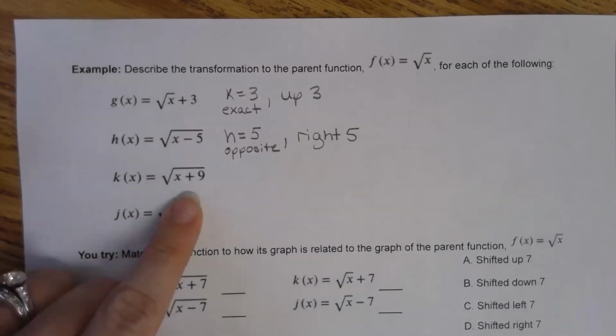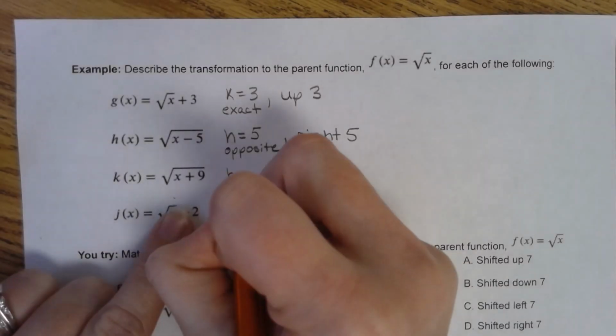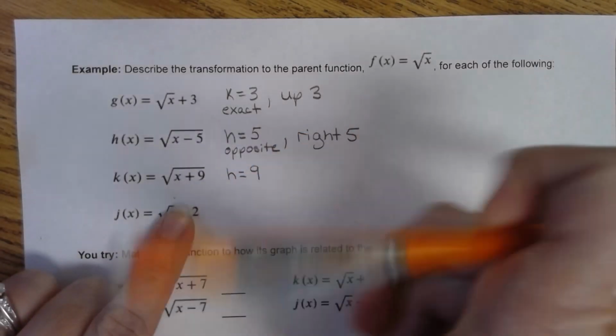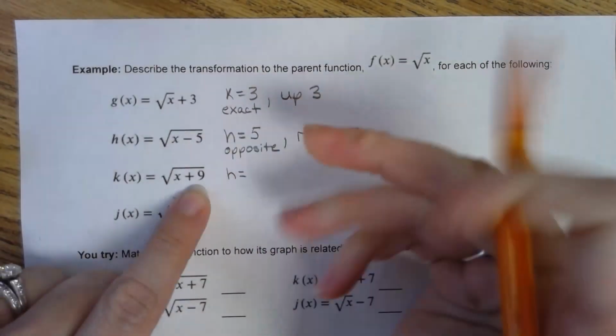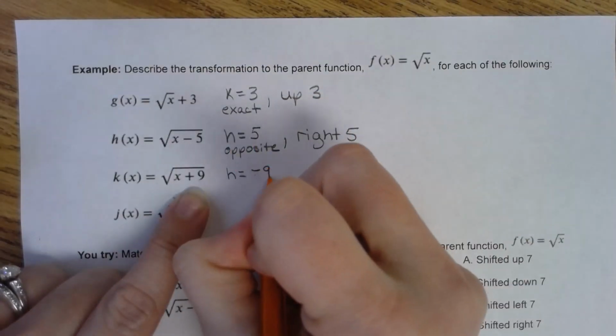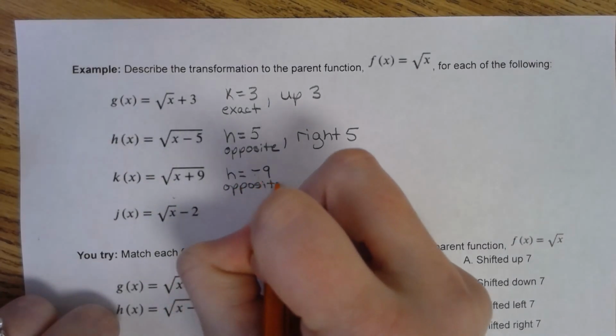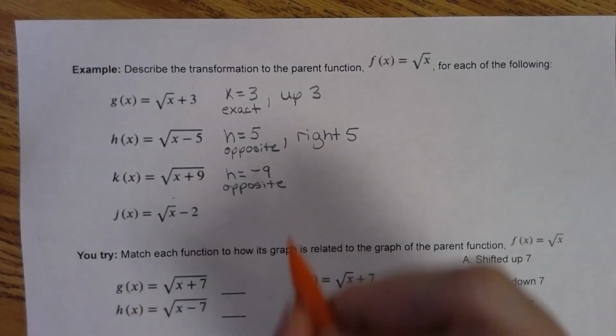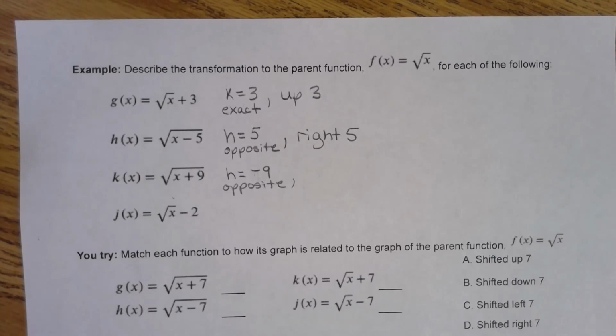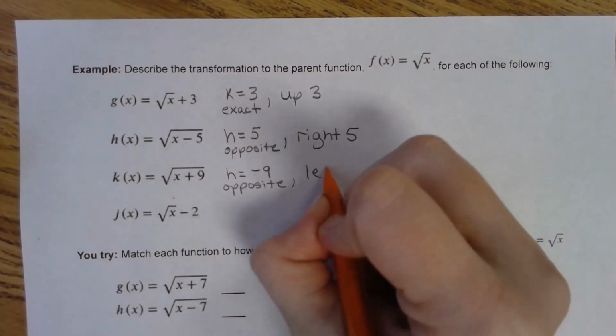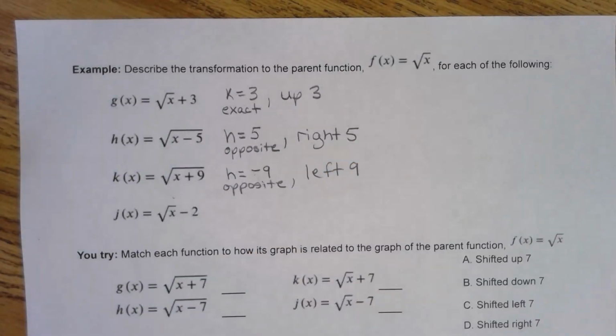Let's look at our next one. Here we have an h value. Again, remembering to write down the opposite of what we see. So we see a positive 9, we're going to write negative 9 as our h value. Always remind yourself, opposite for h. Because that is a negative, we will see the graph move to the left 9 units.